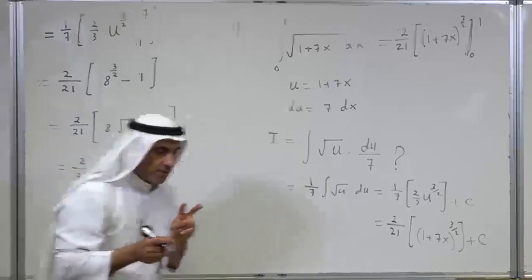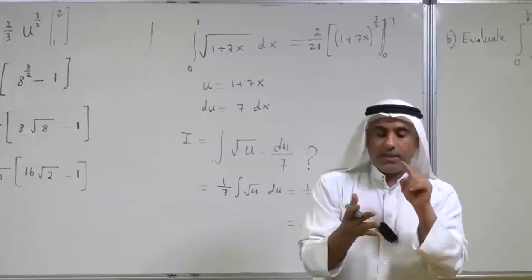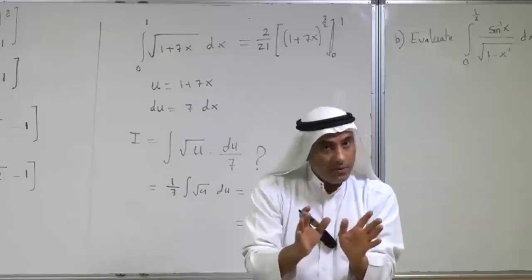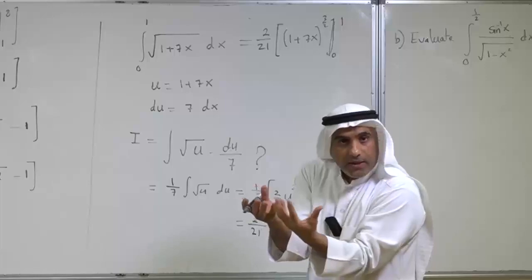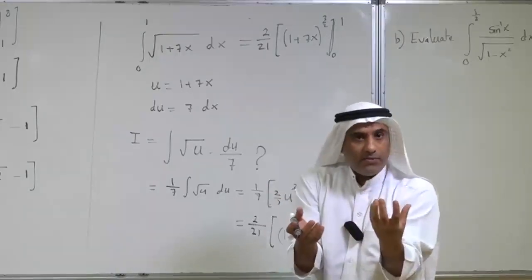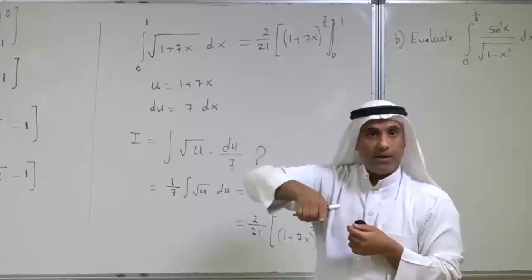So you have two options. Either you change everything, change the x, change the boundary points, and evaluate, or you treat it as an indefinite integral, try to find an antiderivative, and then at the end, substitute with the first boundary points.